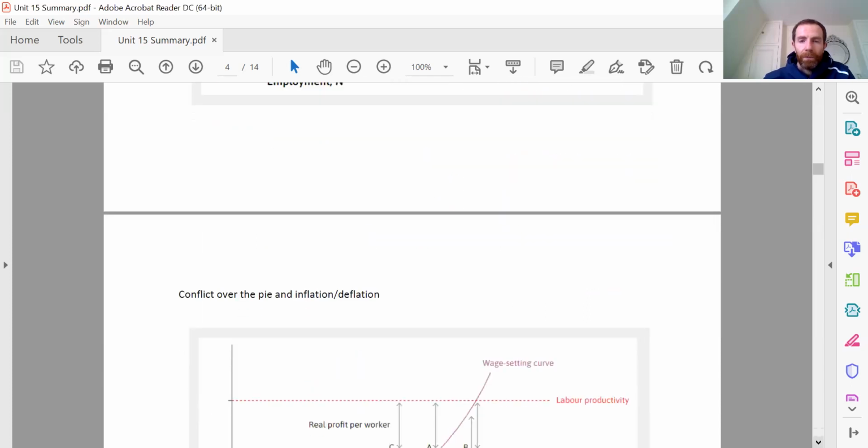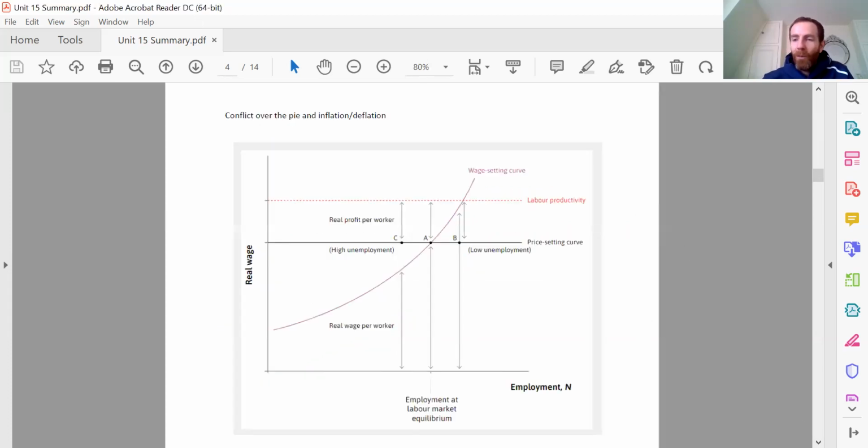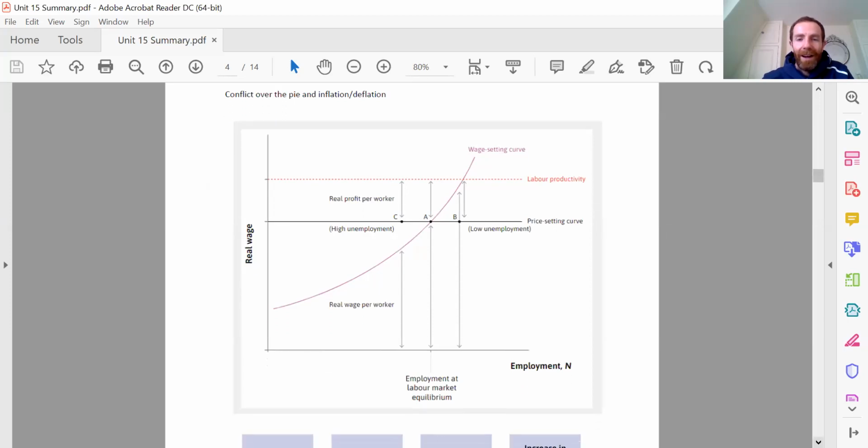Okay, so next thing to talk about is, well, I suppose some of the story behind why we get inflation. And it's largely down to, you can see I've written it up here, conflict over the pie, right? So what do I mean by that? Well, the pie is essentially the money available to firms. And how much money is available to firms?